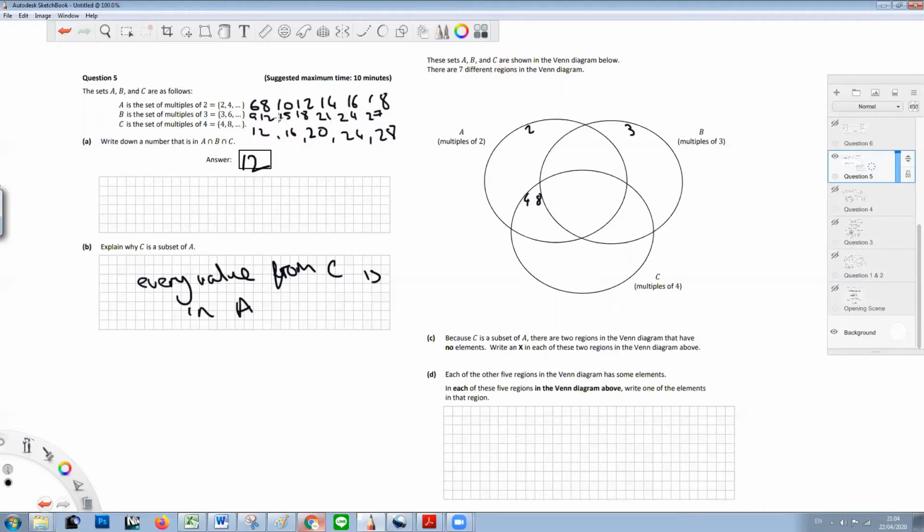And then we can imagine a value that's in A and B is like 6, 12, 18, that sort of number. So we'd imagine that we're going to have a 6 here. Now we already know that 12 is in all 3, so you could imagine a 12 being here. So that means we now have our 2 areas where there's nothing. So that's that. Each of the other 5 regions in the Venn diagram has some elements. In each of these regions in the Venn diagram, write down one of the elements in that region. Well, I've already done it, so that's what you would do.